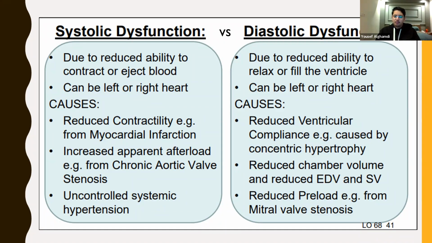Reduced preload from mitral valve stenosis. Your mitral valve is your atrioventricular valve on your left side, right? So if that is stenosed or stiff also, the blood from the lungs, from the pulmonary veins, will have difficulty going to your left ventricle. So you will have a diastolic dysfunction, which means filling, right? You will have an issue in filling because not enough blood is coming back to your ventricle properly. Is this clear?